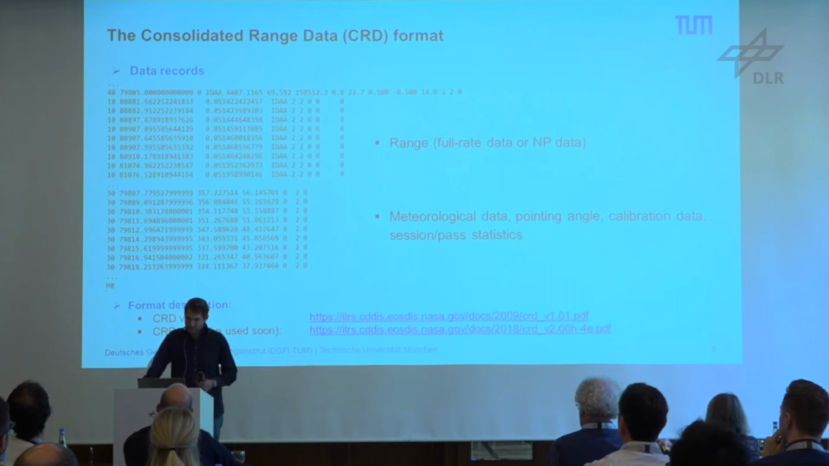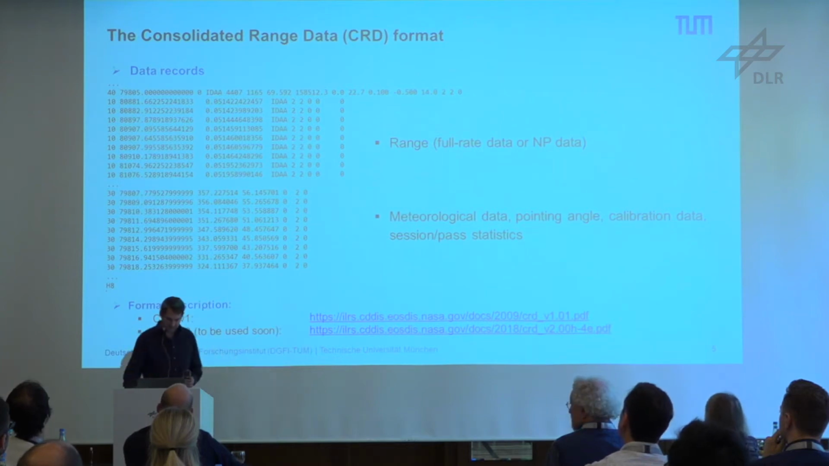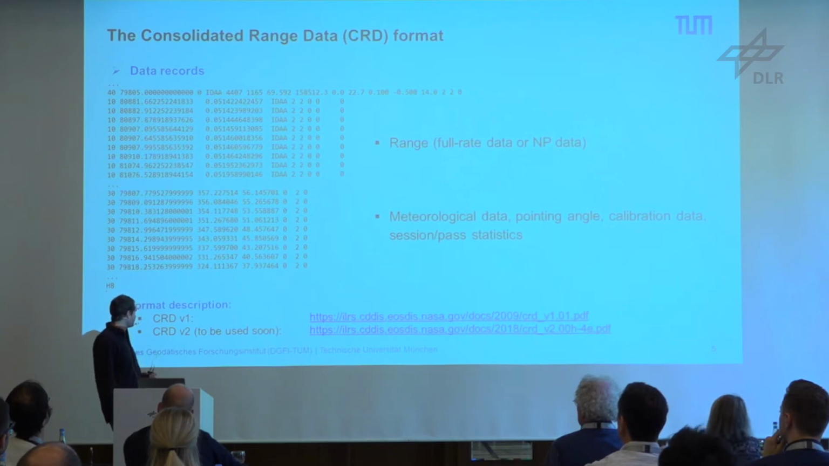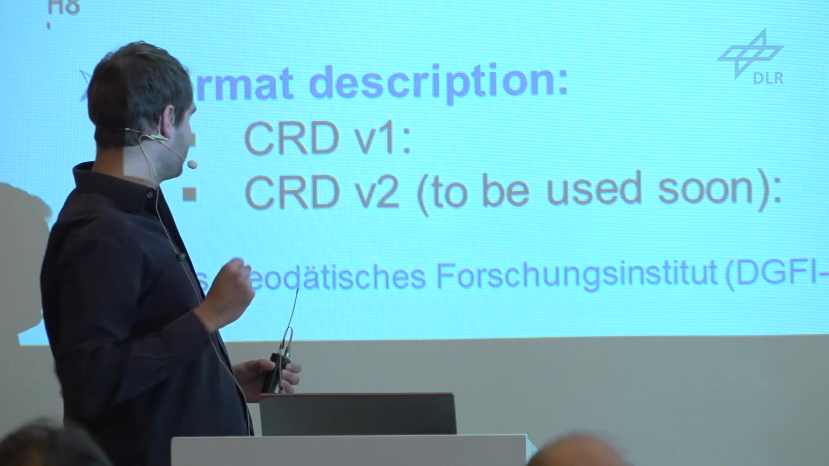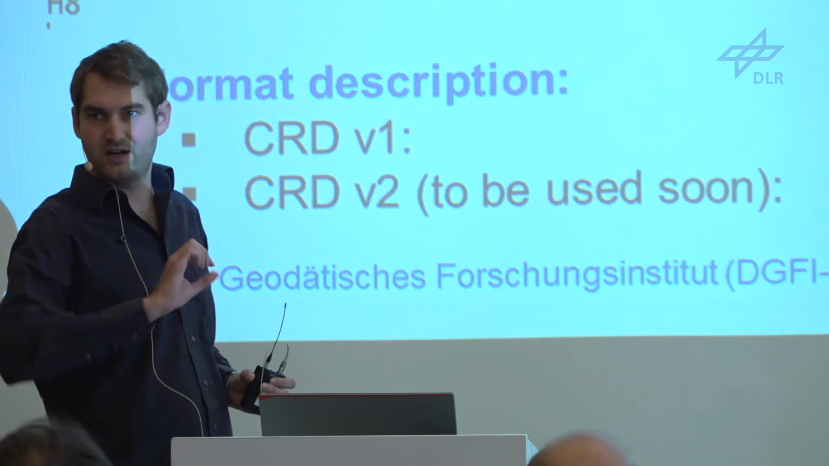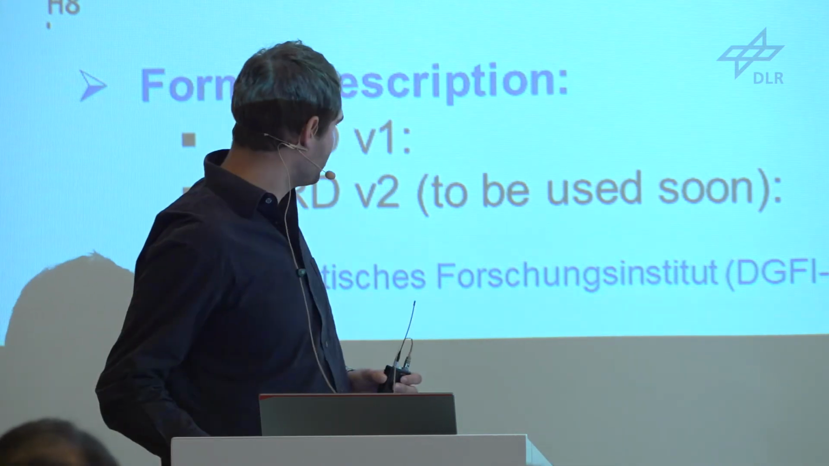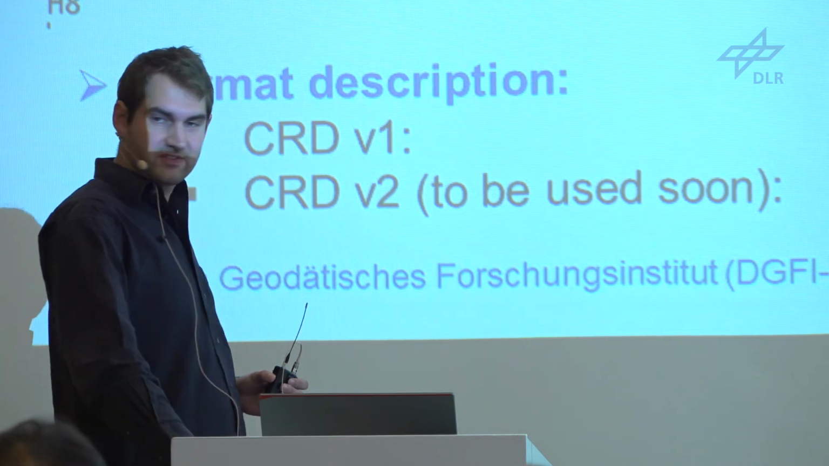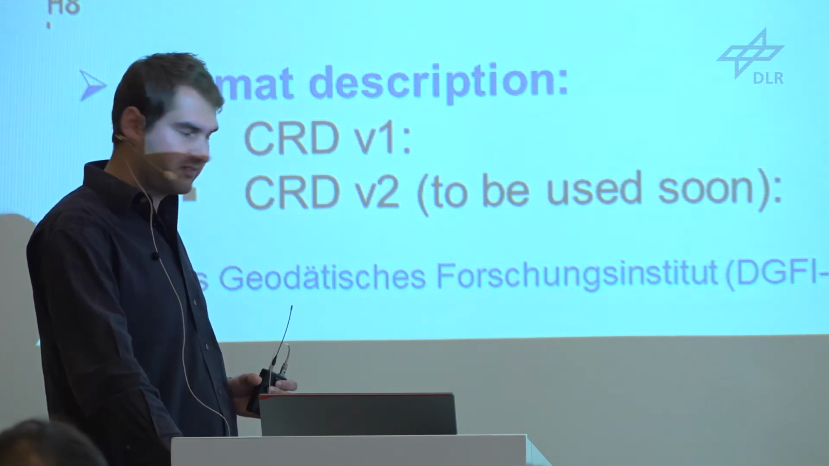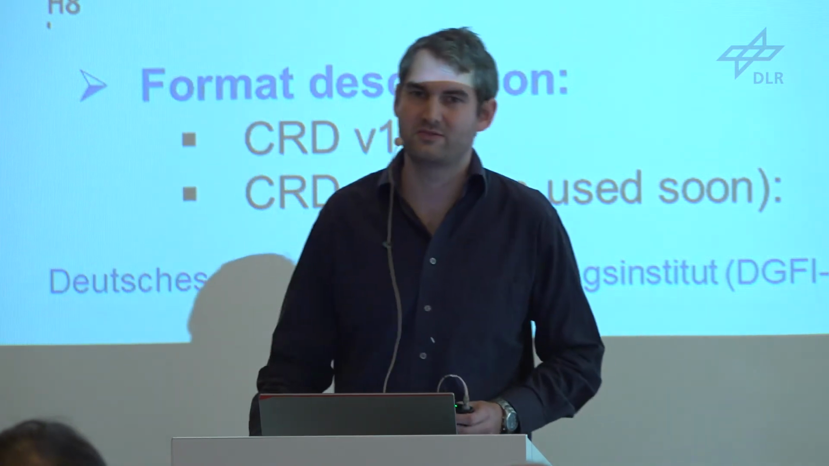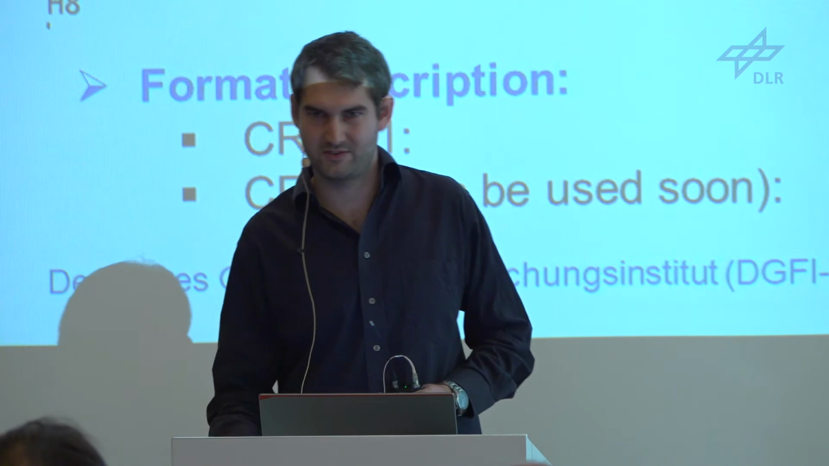You find the CRD observation format description on the ILRS webpage, which is very important. Currently, we still use the version 1 format, but we are in the process of switching over to version 2. So first stations are already delivering data in this new format, so you have to be aware when programming your software to be able to read both of these formats.